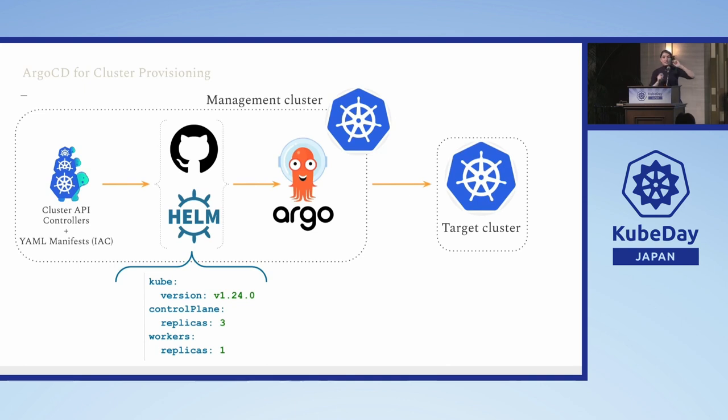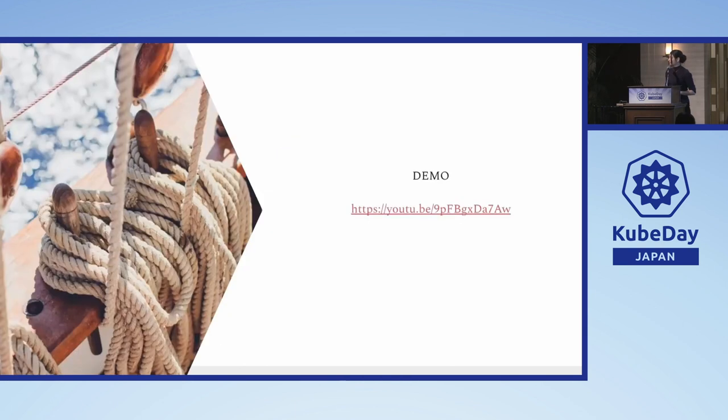1.24.0. Now, any changes I need to introduce are going to be to the Helm chart, because ArgoCD is going to watch the Helm chart. If I put any changes to this chart, for example, a different version for Kubernetes, 1.25, these changes are going to be picked up by ArgoCD and applied to the target cluster straight away. And this is something that I would like to demo as well, if I'm not mistaken.